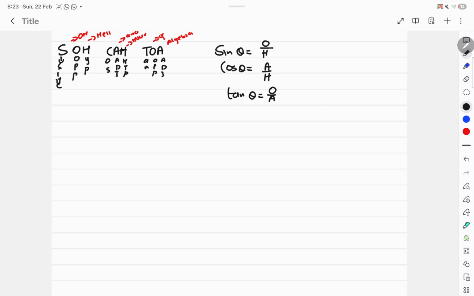So that's basically that. That will be the first one. But now, how do we get this opposite, this hypotenuse, this adjacent? Just to remind you, remember this only applies if your triangle is a right-angled triangle. You cannot apply SOH CAH TOA if your triangle is not a right-angled triangle. It only applies on triangles that are right-angled triangles.